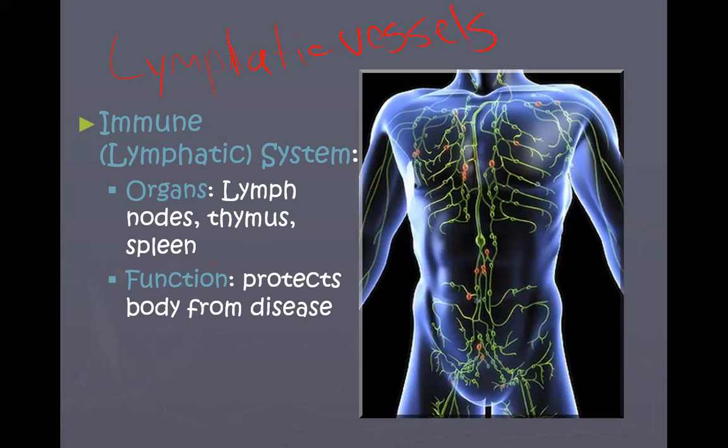And the actual fluid is called lymph. That's the name of the fluid. Just like your blood vessels carry blood, lymphatic vessels carry lymph. It's a fluid that just gets drained from your tissues, and you typically pee it out. It's part of your urine.